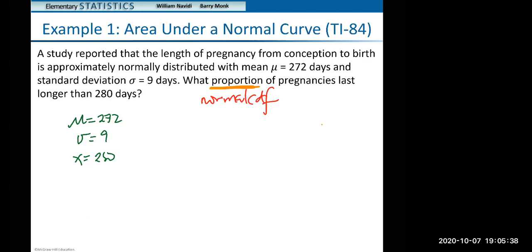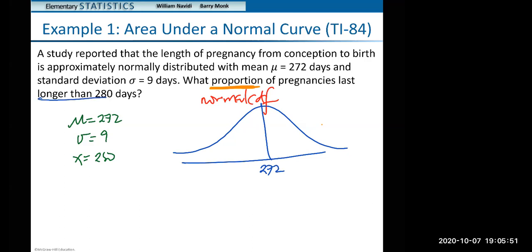But first I want to show with the normal curve. Since the mean is 272, that is the center, 272. You want longer than 280 days. So let's say this is my 280. Longer than 280 meaning to its right. The right of 280. You agree?